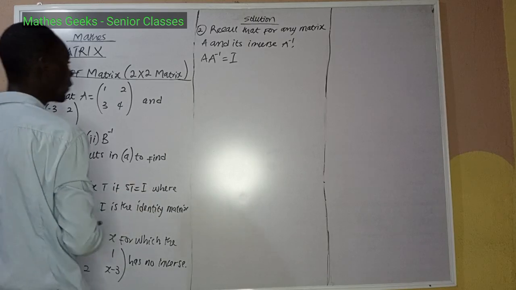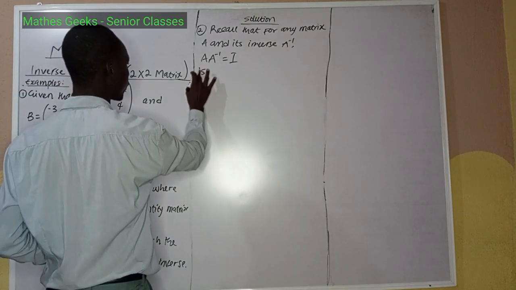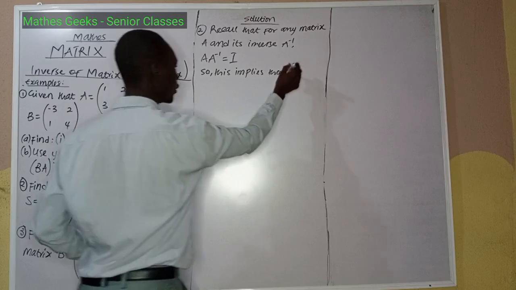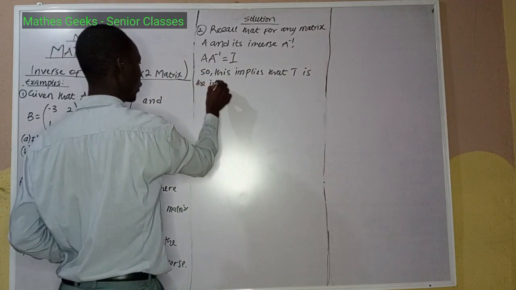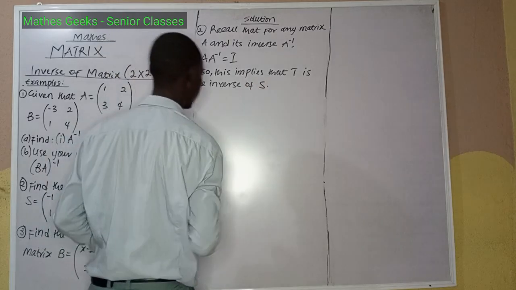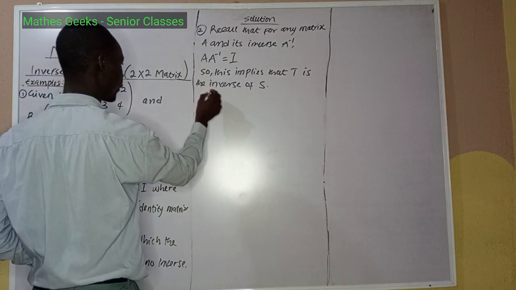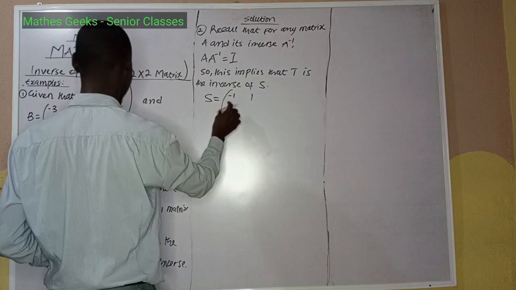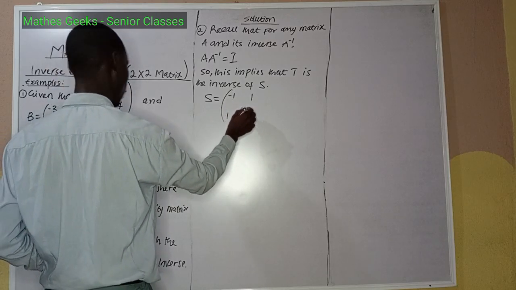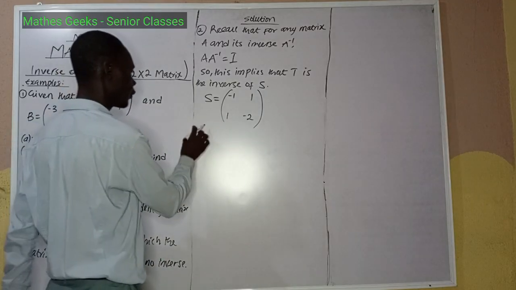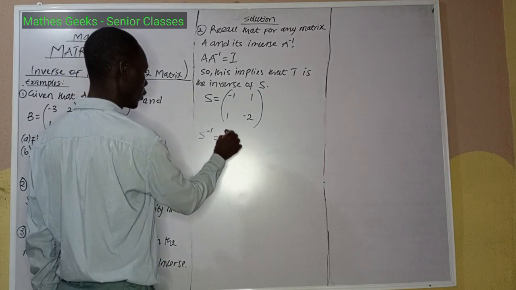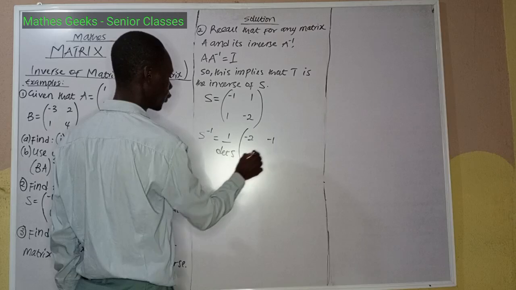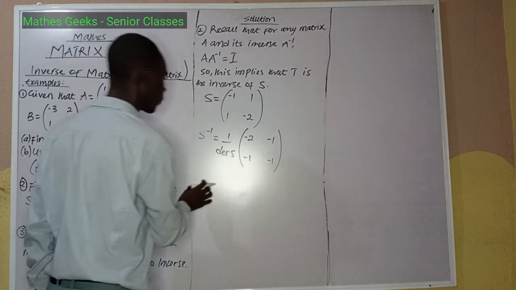So this also implies that T is the inverse of S. So if S is equal to minus 1, 1, and then 1, minus 2, then S inverse equals 1 over the determinant of S times minus 2, minus 1, minus 1, minus 1.